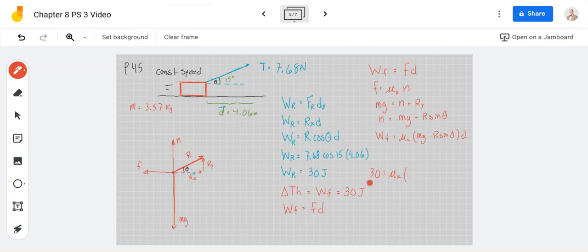Coefficient of kinetic friction. mg is equal to, well, we got the mass right there, 3.57 times 10 minus 7.68 times the sine of 15, all times the distance, which is 4.06. Sorry for the squeeziness. Coefficient of kinetic friction is equal to 0.22.